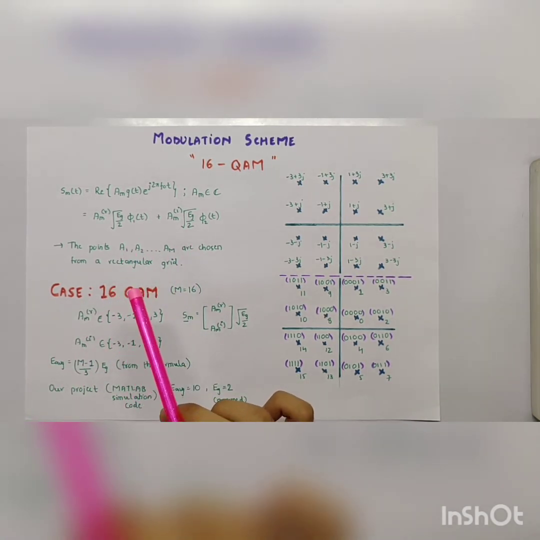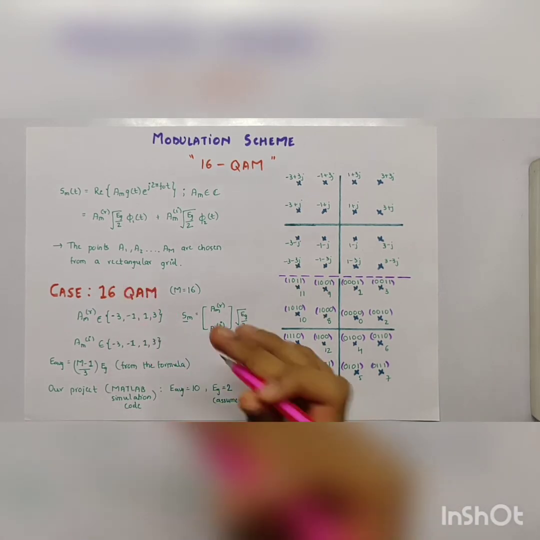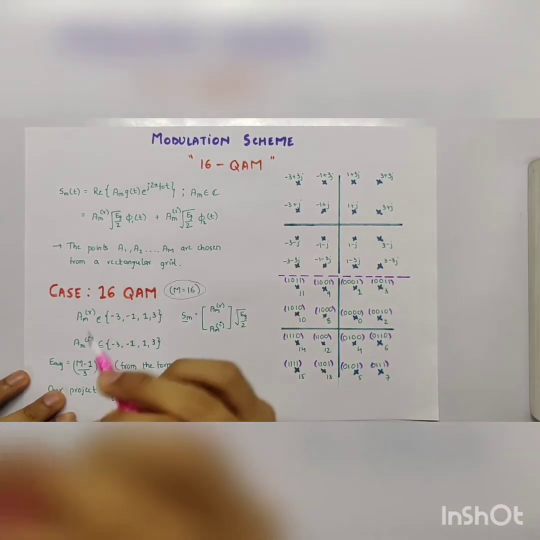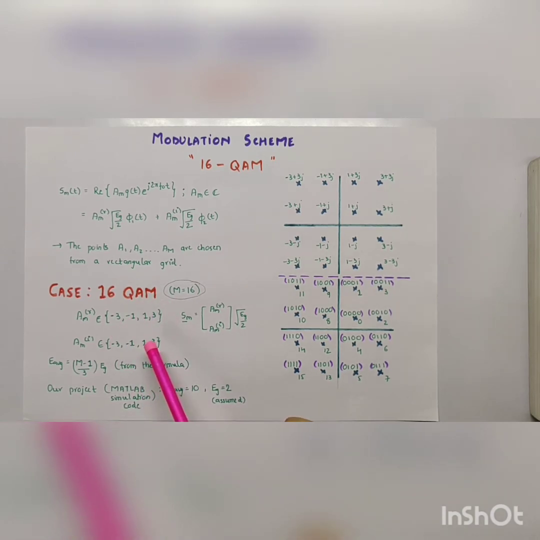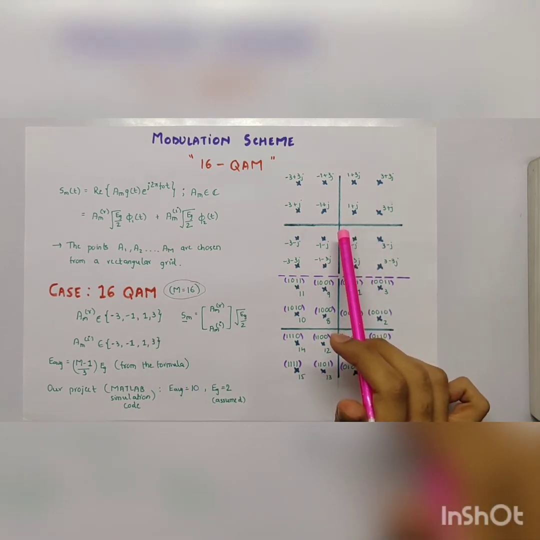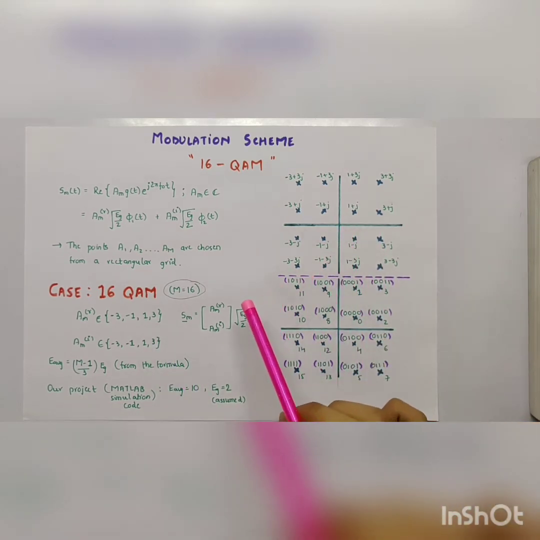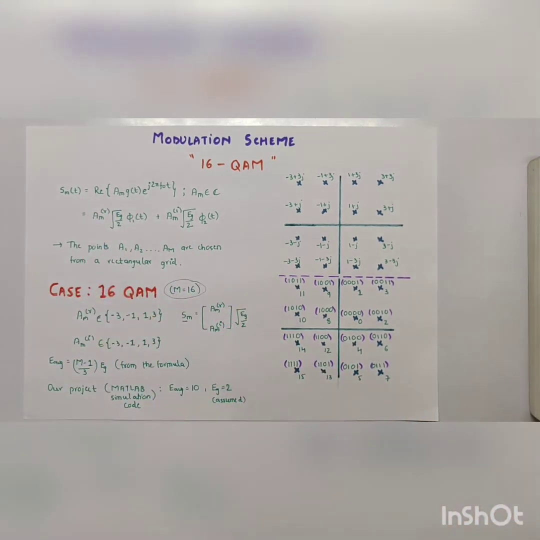16 QAM is the scheme for the case where we have at most 16 distinct message signals. For each signal, the real and imaginary parts of A_m can take values from -3 to +3 as shown. The corresponding constellation diagram is shown here. Note that each vector is represented this way, linking to the given s_m(t). A set of 4 bits is assigned to each vector. You may also notice that we have adopted the Gray labeling scheme to minimize the bit error rate.